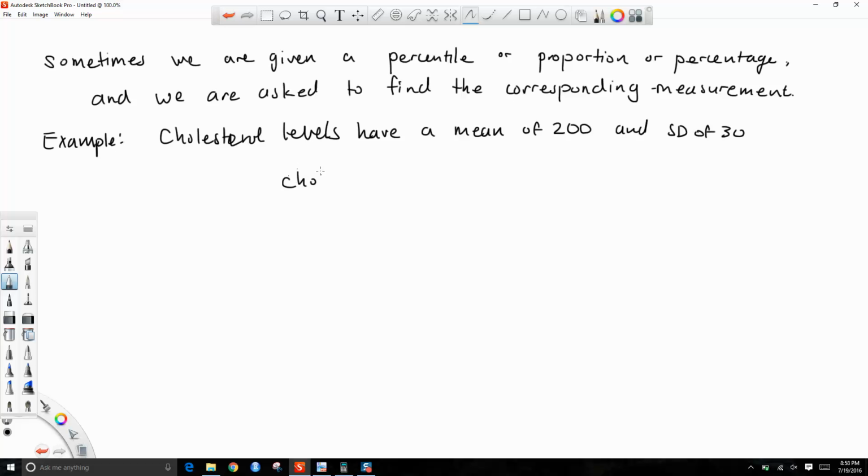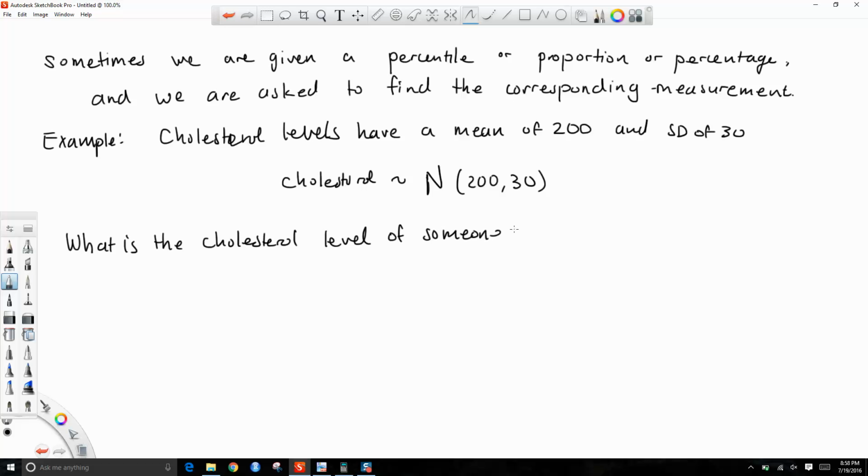Okay, or we can just write shorthand: cholesterol comes from a normal distribution with mean 200 and standard deviation 30, okay? And we could say, what is the cholesterol level of someone in the 80th percentile? Okay, what does it mean to be in the 80th percentile? Does that mean your cholesterol level is higher than most people, or lower than most people? 80th percentile means that 80% of other people have cholesterol levels lower than you.